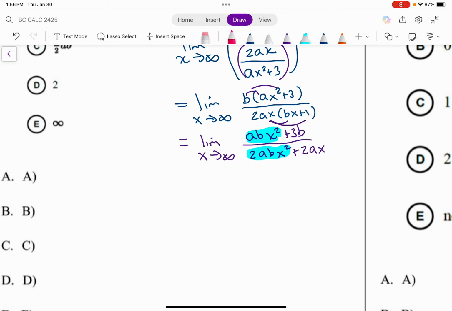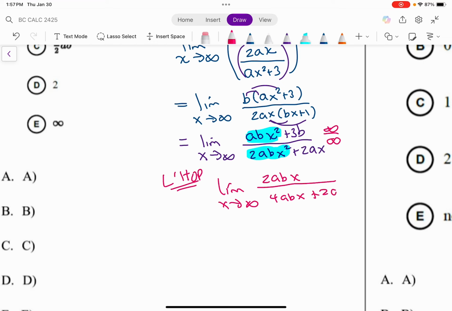If you didn't catch that, you can also use L'Hopital's rule again, because this is still an infinity over infinity form. As x goes to infinity, both the numerator and denominator go to infinity. So you could use L'Hopital's rule again if you really wanted to make it clear. And watch what we get when we do that. The numerator becomes 2abx, and 3b is a constant, so that vanishes. And the denominator is 4abx plus 2a.